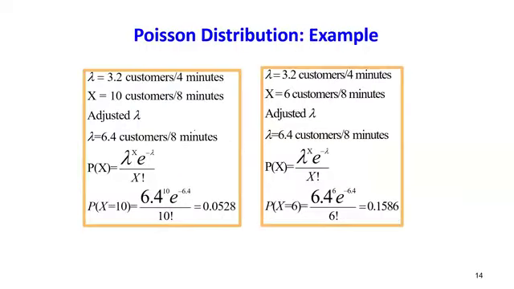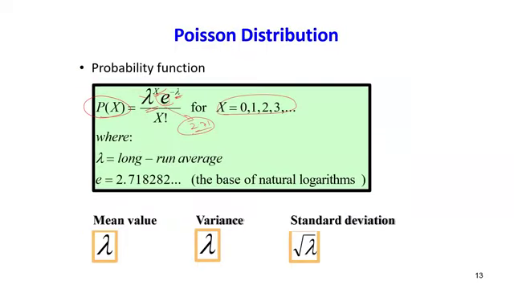Let's take an example. I know that roughly 3.2 customers come to my store in 4 minutes. If I know this rate of people coming to my store in a particular interval of time, I want to calculate the probability that 10 customers will enter my store in every 8 minutes. This is a large scale rate, a long run average.